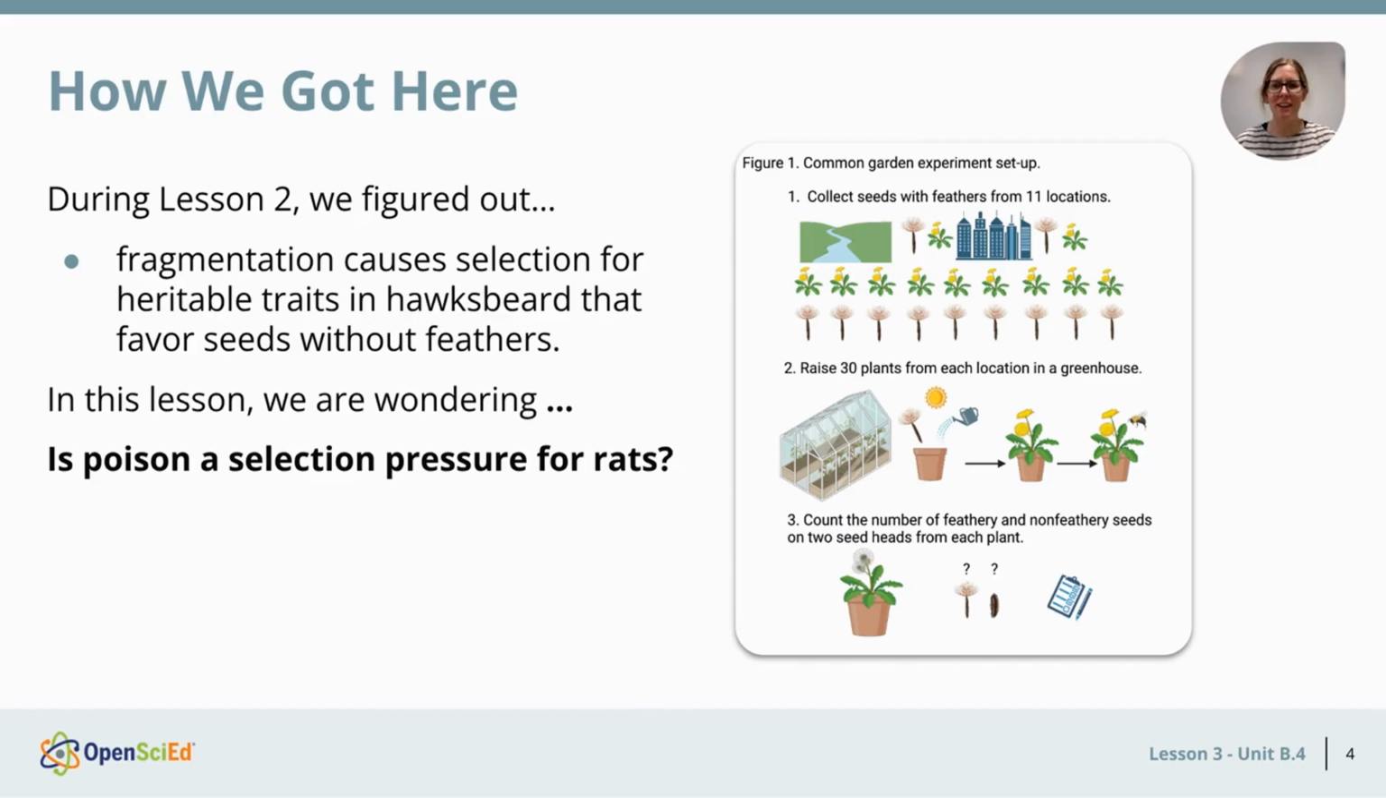All right, how we got here. During lesson 2, we figured out that fragmentation causes selection for heritable traits in hawksbeard, and that's going to favor those non-feathery seeds in urban environments. In this lesson, we're wondering, is poison a selection pressure for rats?